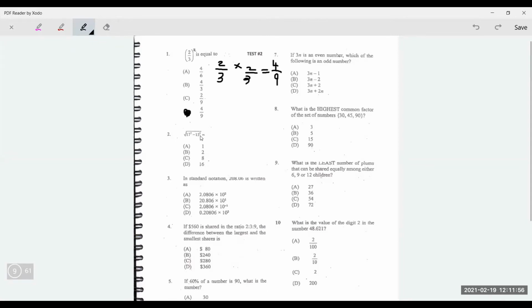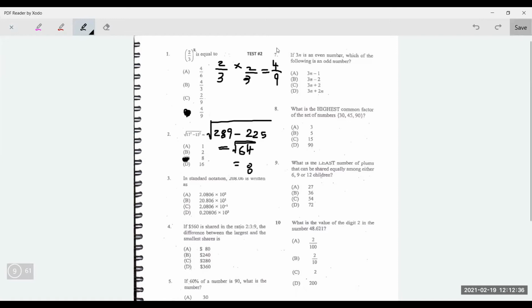Next question says, what is the square root of 17 squared minus 15 squared? 17 squared is 17 times 17, which is 289. 15 squared is 225. And then we're square rooting this. Now 289 minus 225 is 64. So we're finding the square root of 64, which is 8. Easy question. Option C.